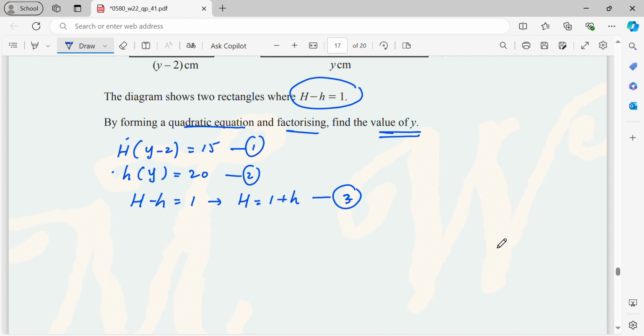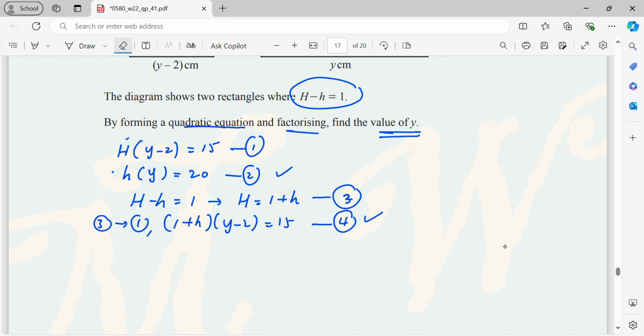I will substitute the third into the first. That means you will get (1 + h) times (y - 2) equals 15. This is my fourth equation. Now I'm solving the second and fourth. From the second equation, you can further simplify. You change to h first because our main purpose is to get y, so you should get the quadratic equation in terms of y. From here, I eliminate the h, so my h is basically 20 over y.